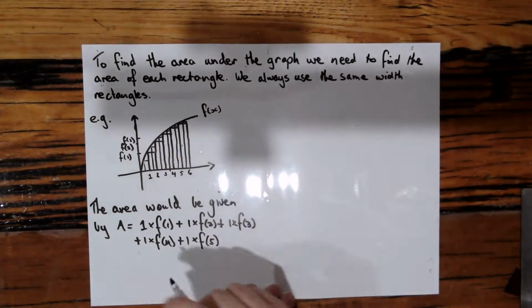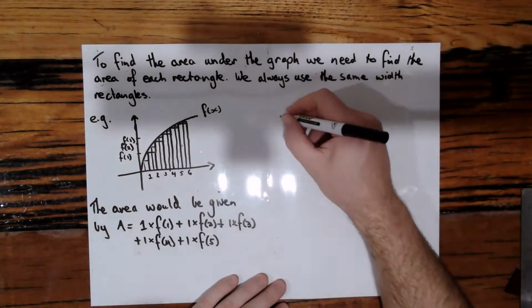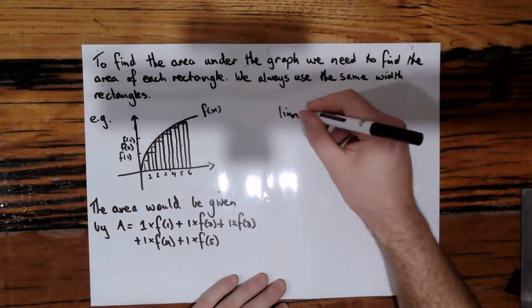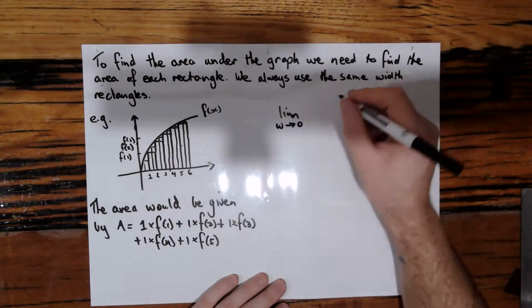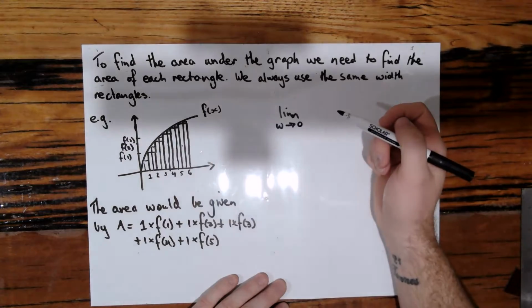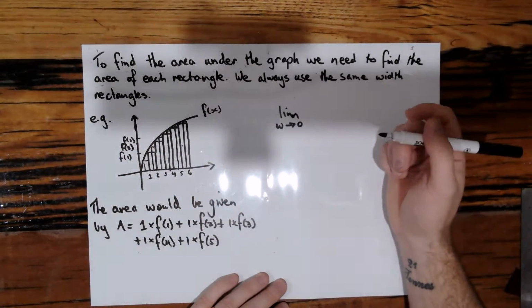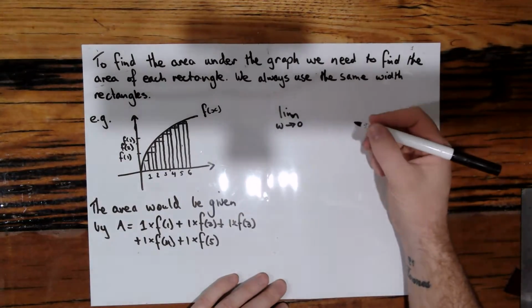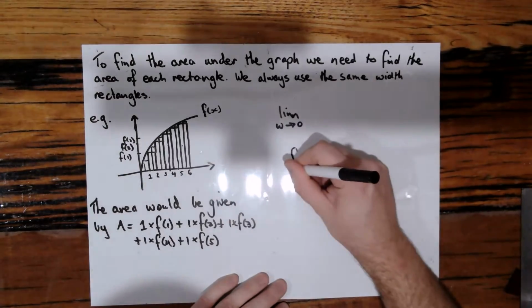Essentially it all comes back to limits. As the limit of the width of our rectangles approaches 0, our estimate is going to approach the actual value for the area under the graph. The actual way to do this, giving us our exact answer, is what we call finding our integral.